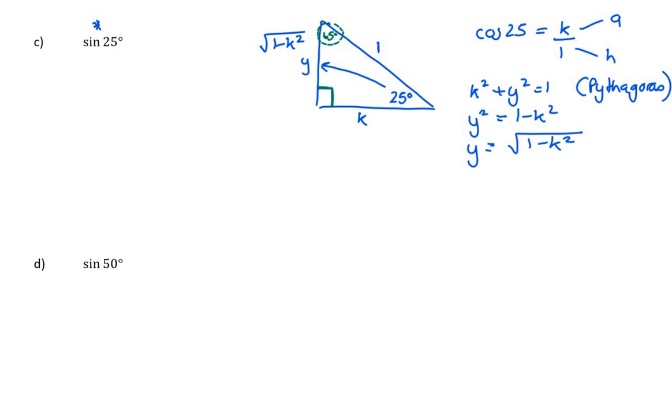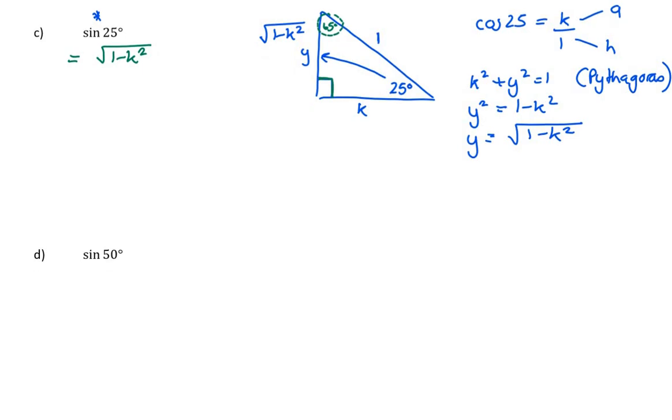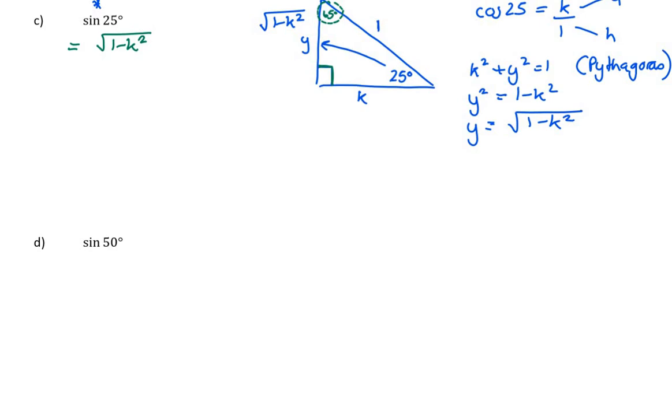So now I can look at sine of 25. If you were thinking of a right-angled triangle, it would be opposite over hypotenuse. Now I'm not going to bother writing over 1 because dividing by 1 doesn't matter. So I get root 1 minus k squared. Now that helps me with sine of 50, because sine of 50, this is a double angle.